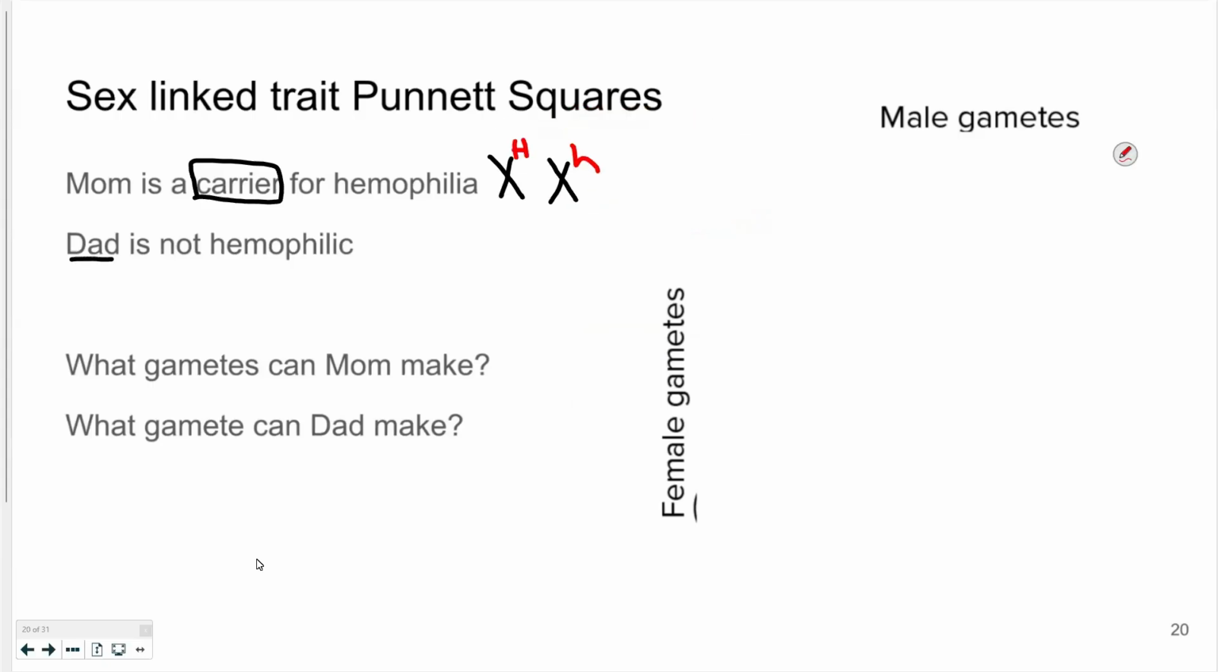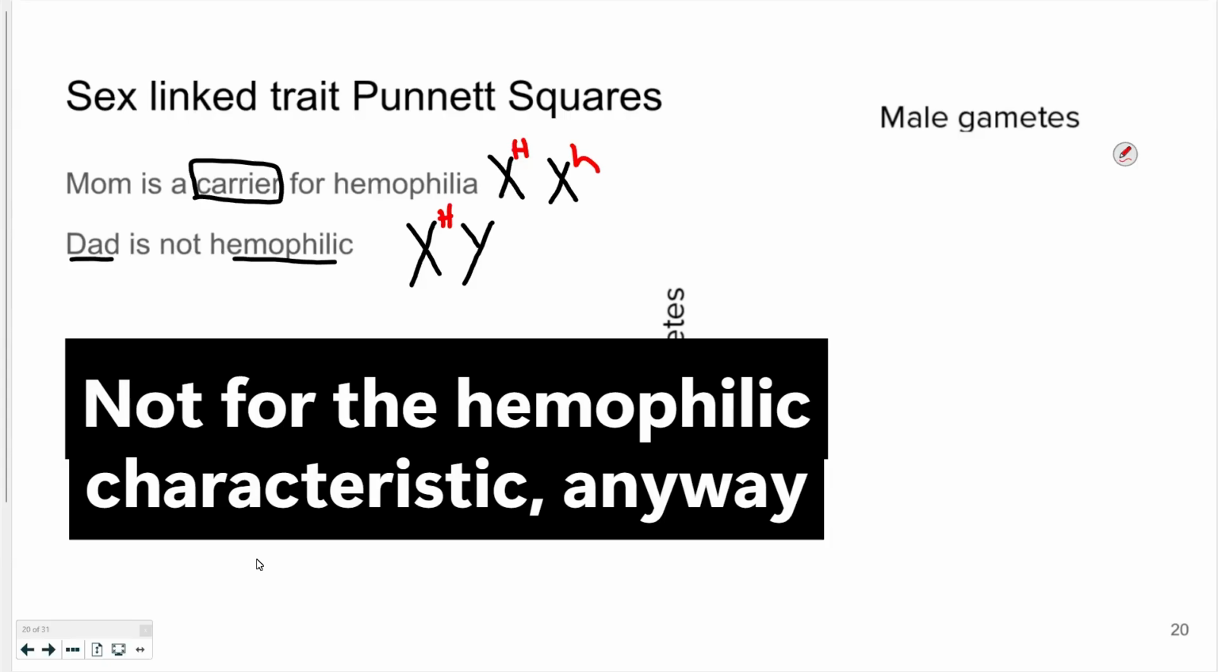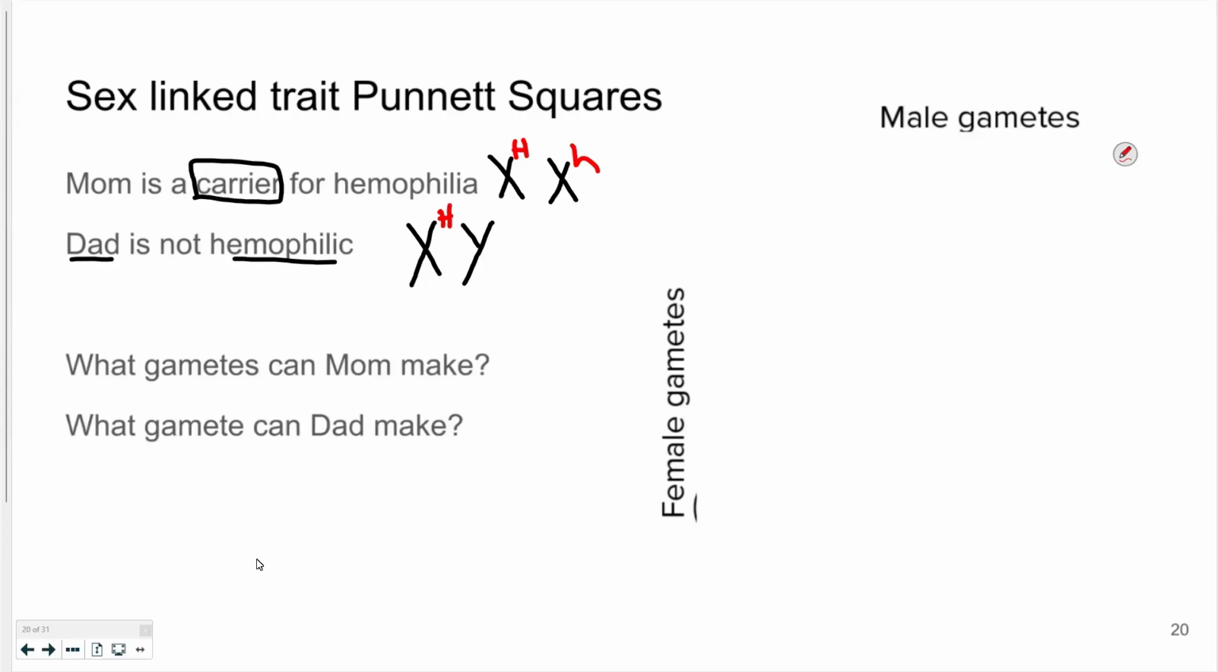So now, dad is not hemophilic, so we know that this is a biological male. What we do know is the genotype for the sex chromosomes. Do we know the genotype for the hemophilic trait? Well, if he's not hemophilic, he has to have the dominant allele on the X chromosome. What kind of allele does he have on the Y chromosome? Trick question, no alleles.